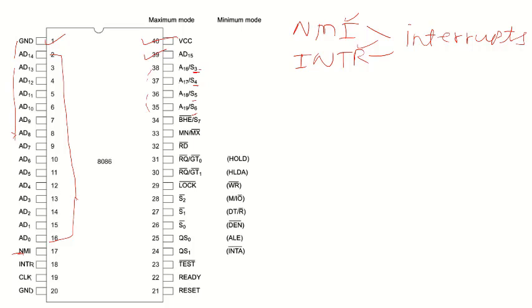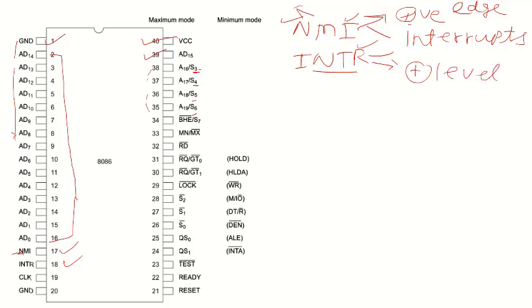Okay, so pin numbers 17 and 18 are dedicated to NMI and INTR. Basically, NMI is the non-maskable interrupt, and INTR is the maskable interrupt. NMI is positive edge triggered, and INTR is positive level triggered. Okay, and next is the clock.